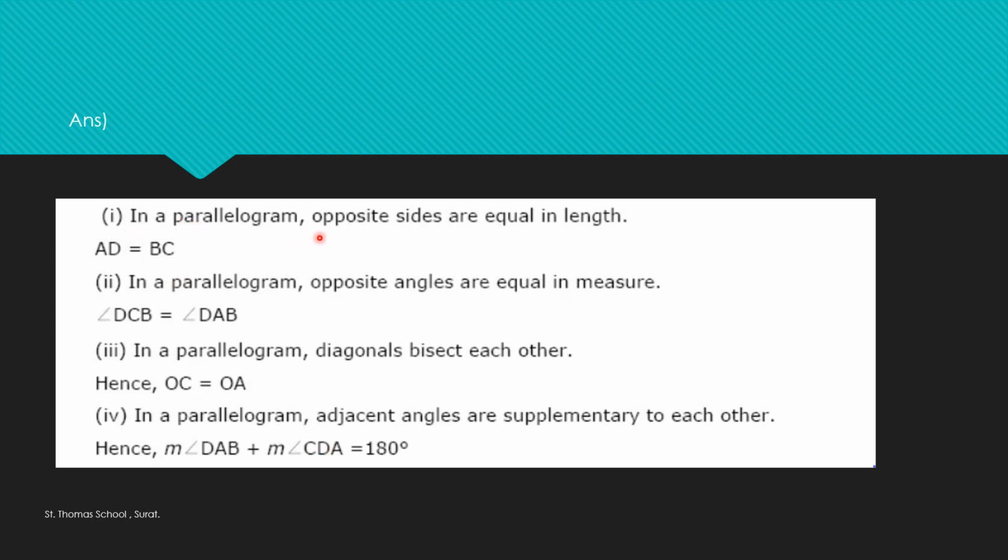In a parallelogram, opposite sides are equal in length. Therefore, AD is equal to BC. Second one, in a parallelogram, opposite angles are equal. Therefore, angle DCB is equal to angle DAB. In a parallelogram, diagonals bisect each other. Therefore, OC is equal to OA. And fourth one, in a parallelogram, adjacent angles are supplementary to each other. Therefore, measure of angle DAB plus measure of angle CDA is equal to 180 degree. It's clear?